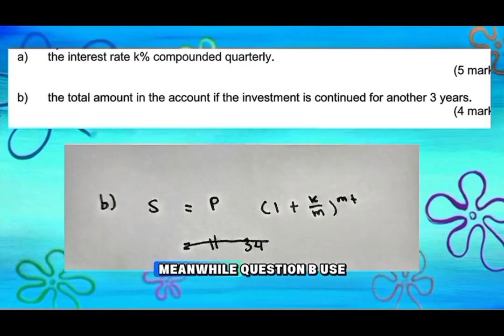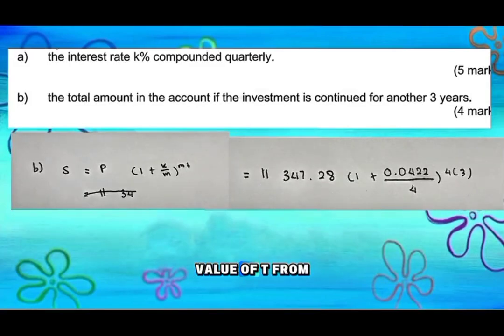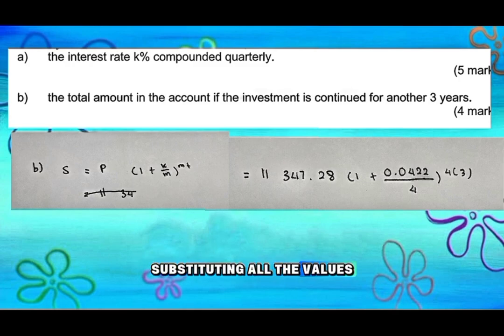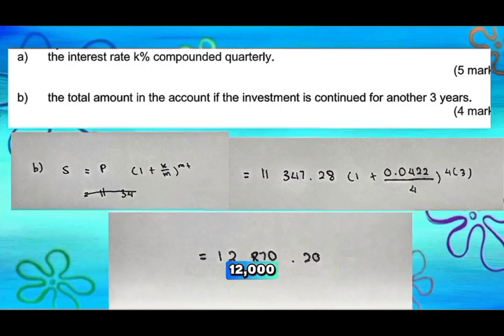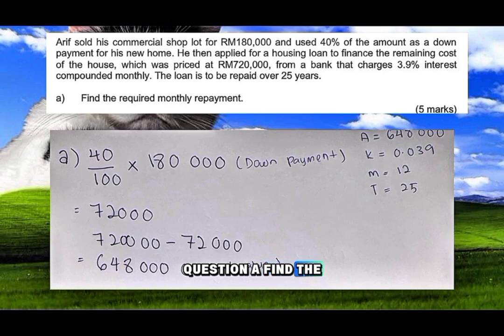4.22%. Meanwhile, question B used the same formula as question A. We only change the value of t from 5 to 3 and substitute the value of k obtained in part A. Next, the value of P, which was previously used, is changed to 11,357.28 cents. After substituting all the values into the formula and calculating, we obtain the final answer, which is 12,817.20 cents.